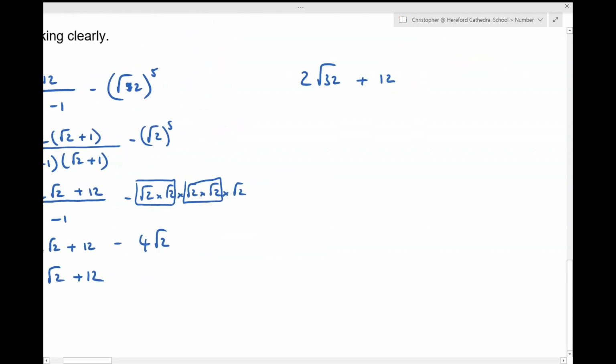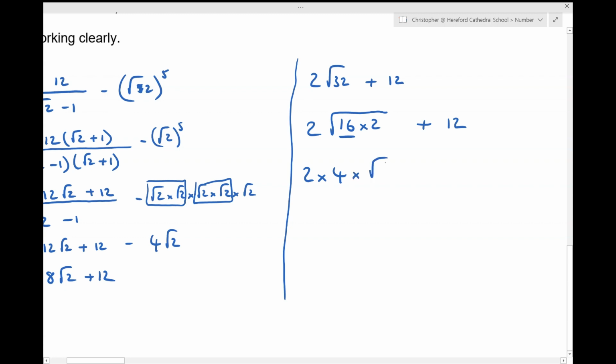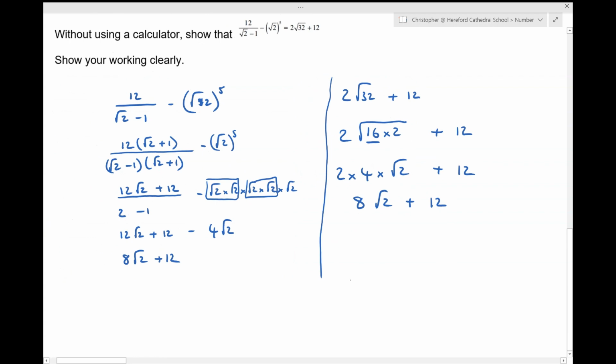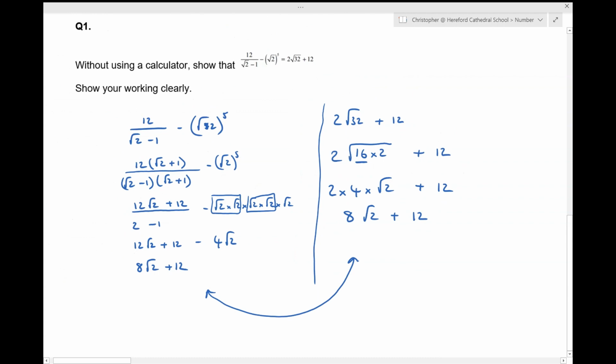Now, I wonder if the right-hand side will give me the same expression. Let's have a look at the right-hand side here. 2 times root 32 plus 12. Well, that can be written as 2 times the square root of 16 times 2, plus 12. Now, if I take that 16 out of the square root, I'll end up with 2 times 4 times root 2 plus 12, which is 8 root 2 plus 12, which is equal to my expression on the left-hand side. So I have shown that the left-hand side is equal to the right-hand side. And that's the end of question 1.